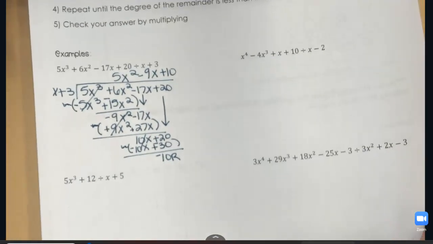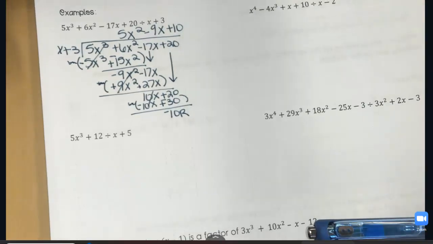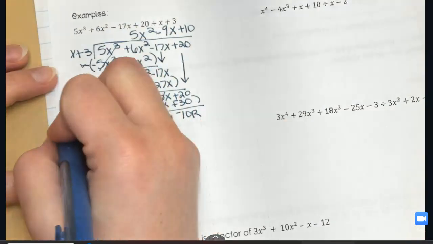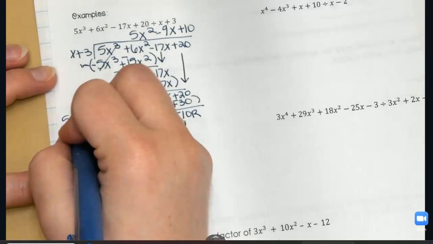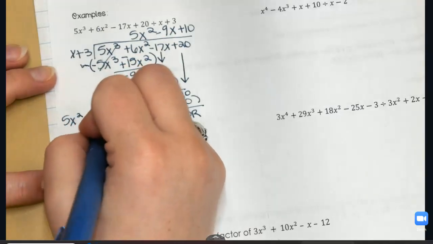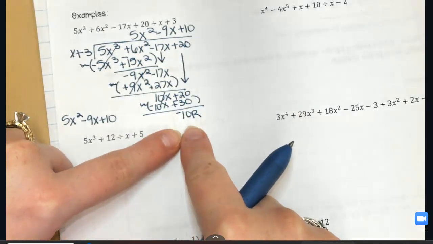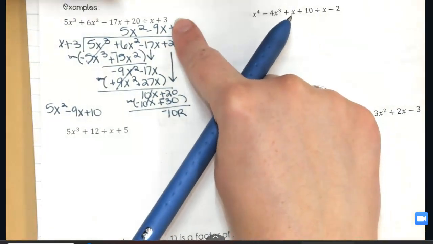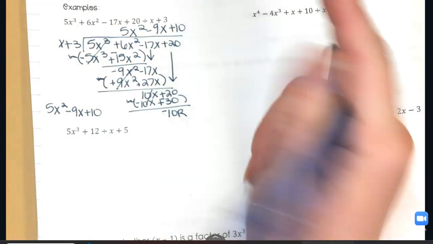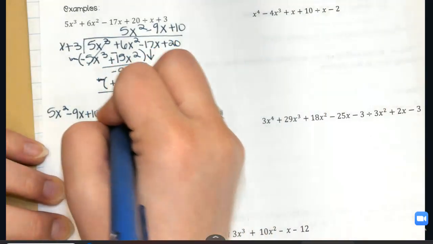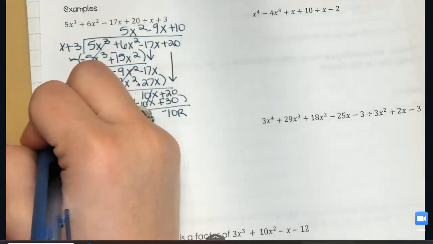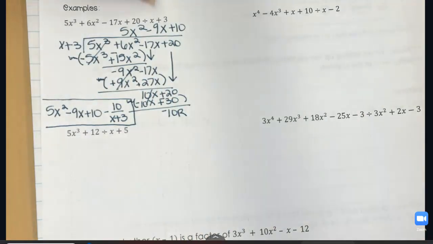And the way I will write my answer is I will take everything that's on the top of my house. So I have 5x squared minus 9x plus 10. And then remember, your remainder is a fraction over your divisor. The divisor for this one is x plus 3. So this will be minus 10 over x plus 3. And that is my final answer.